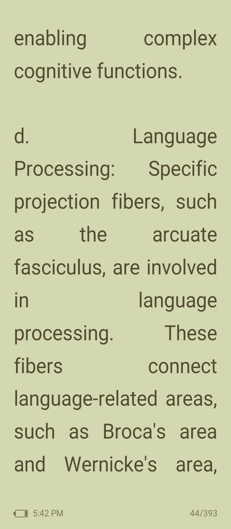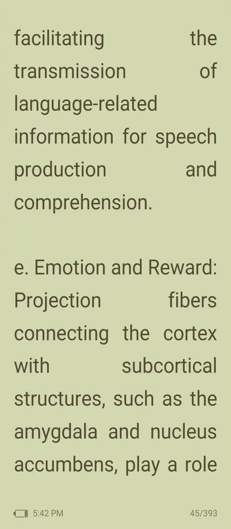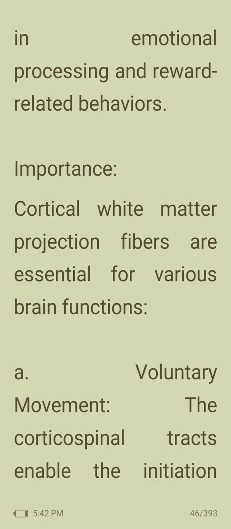These connections allow for the integration of information from different brain regions, enabling complex cognitive functions. Then language processing. Specific projection fibers, such as the arcuate fasciculus, are involved in language processing. These fibers connect language-related areas such as Broca's area and Wernicke's area, facilitating the transmission of language-related information for speech production and comprehension. Then emotion and reward. Projection fibers connecting the cortex with subcortical structures such as the amygdala and nucleus accumbens play a role in emotional processing and reward-related behaviors.